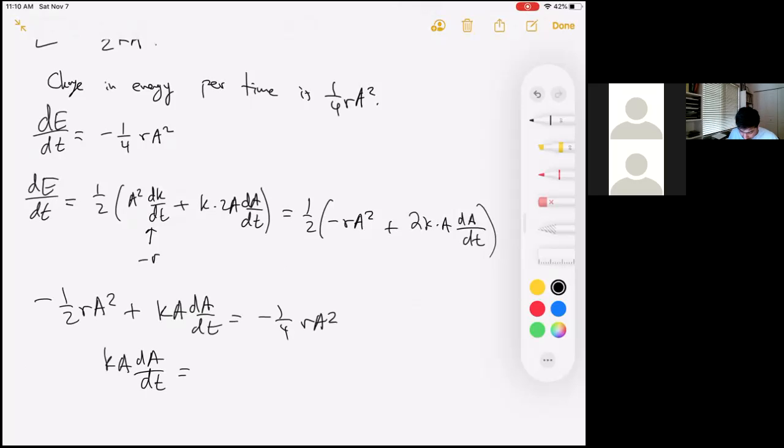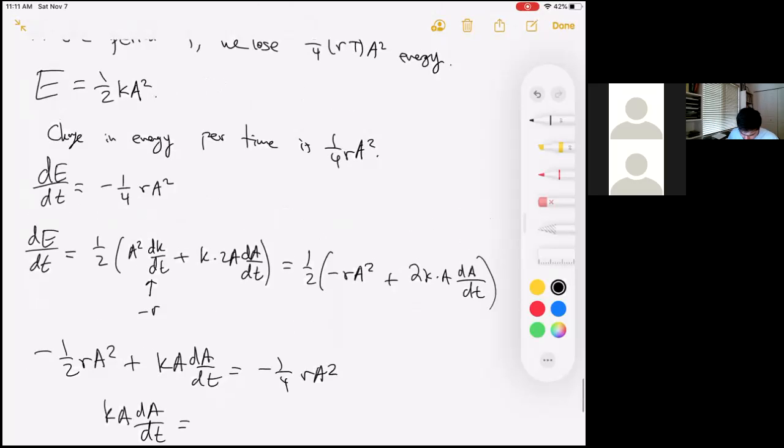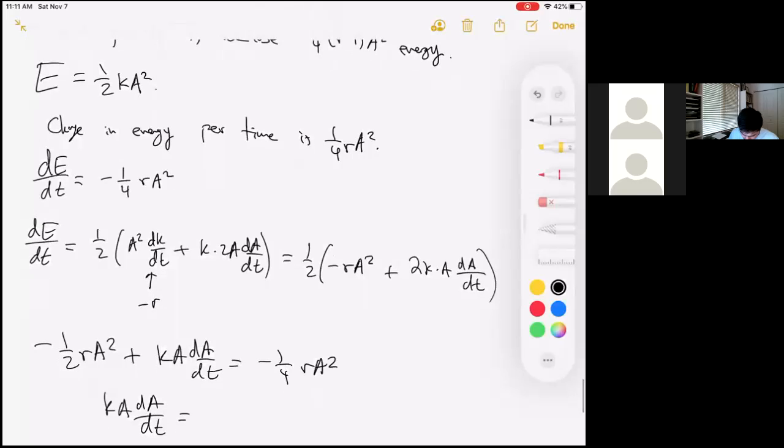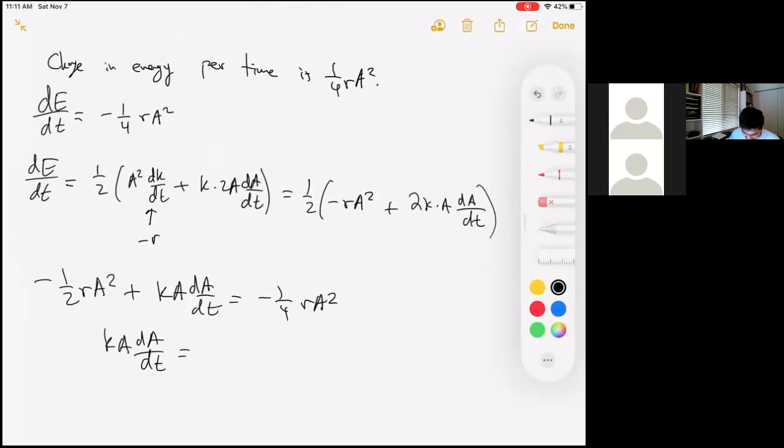I think I've made a mistake in my calculation somewhere. Sorry, just give me a sec. Oh, never mind. Sorry, my bad. No mistake. I don't know why I thought that. So this is 1/4 RA squared.